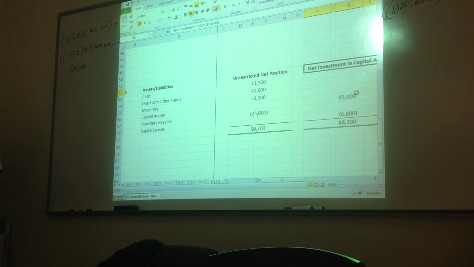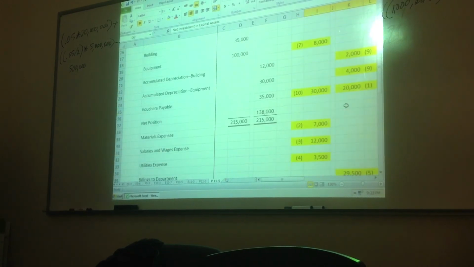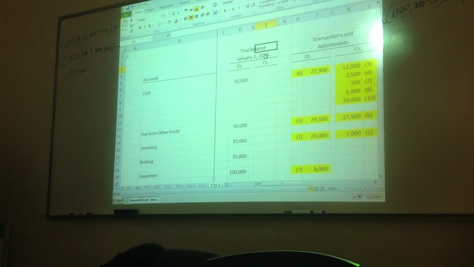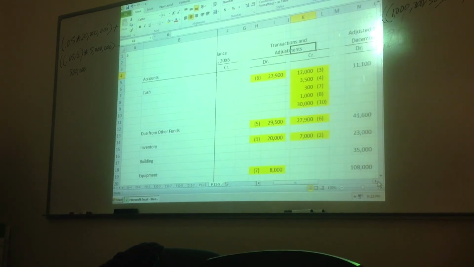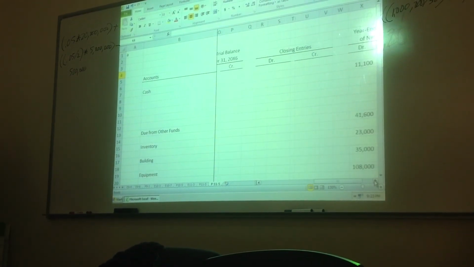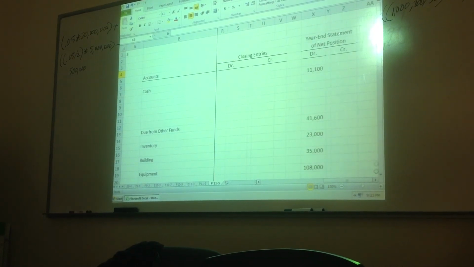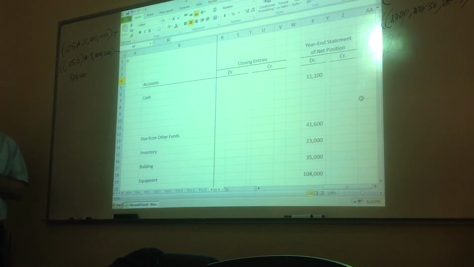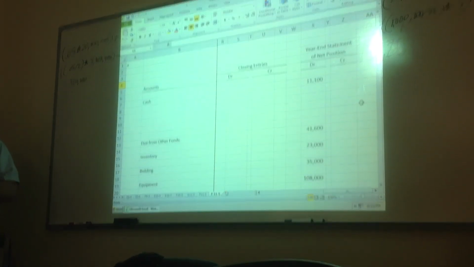Can you go back up to the top when you're done that? Sure. Show me your columns again that you did. How you labeled them. Sure, you want the headings? Yeah. The headings are given to you in your book too. Trial balance, transactions and adjustments, adjusted trial balance, closing entries, and year-end statement of net position.